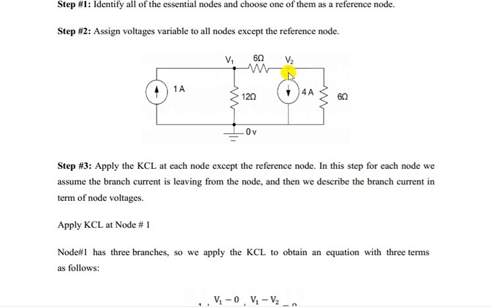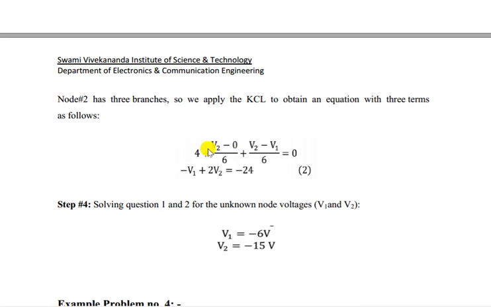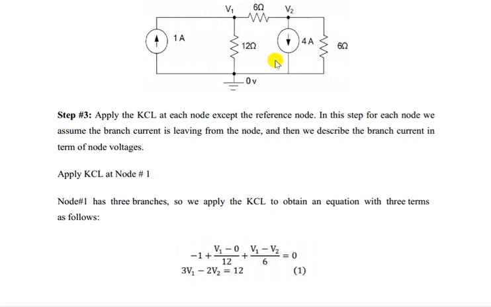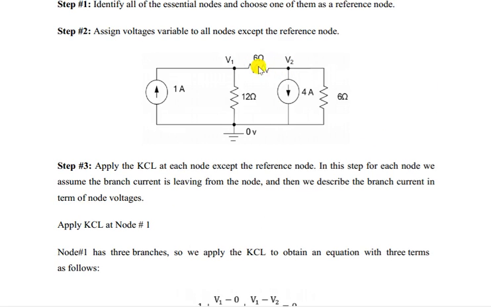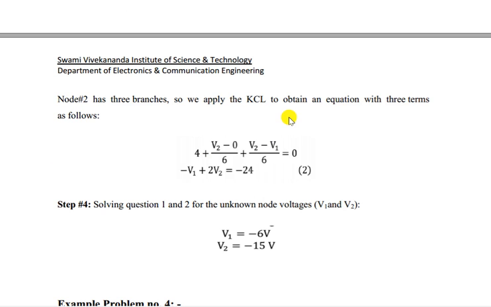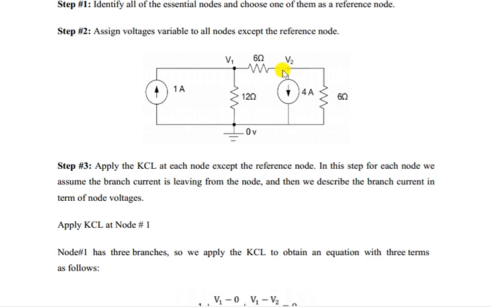For the second equation, you can write V2 minus V1 divided by 6. This is leaving. V2 minus 0 divided by 6 is also leaving, and 4 ampere is also leaving. So all three currents are positive, and the summation will be 0.